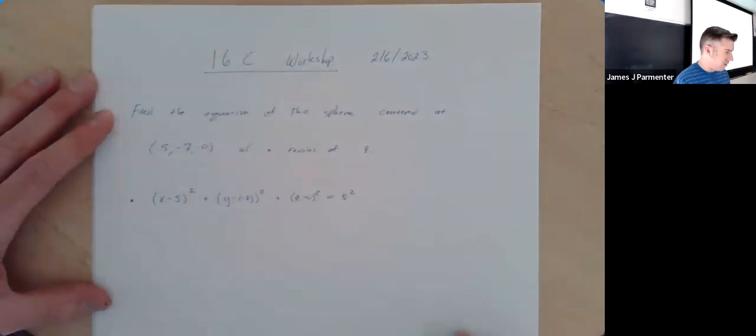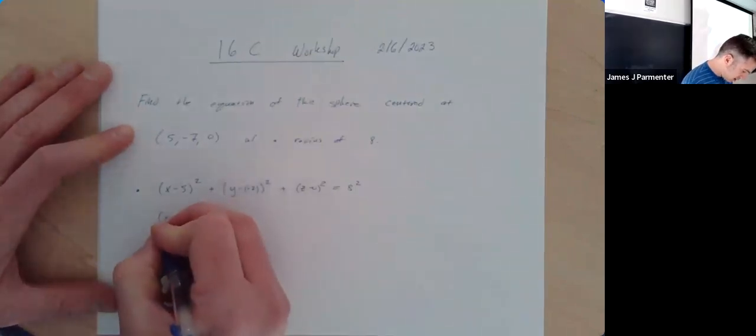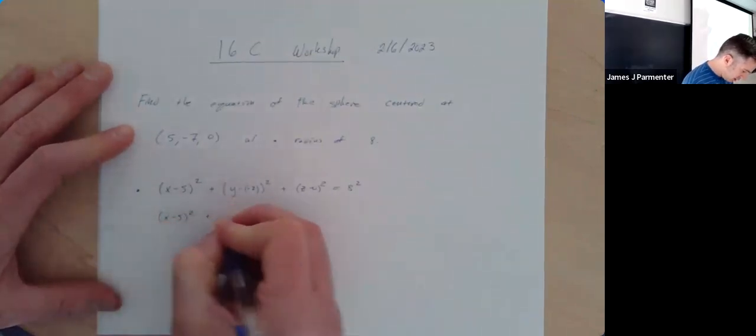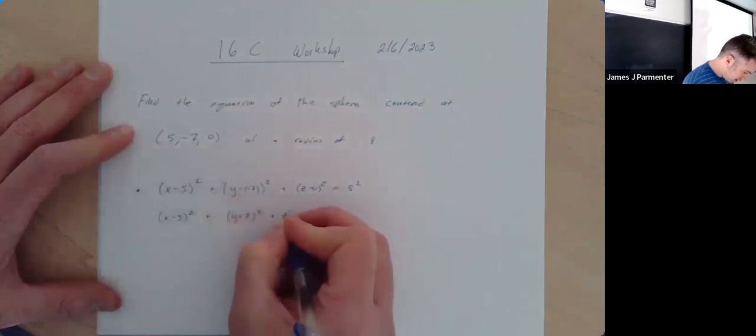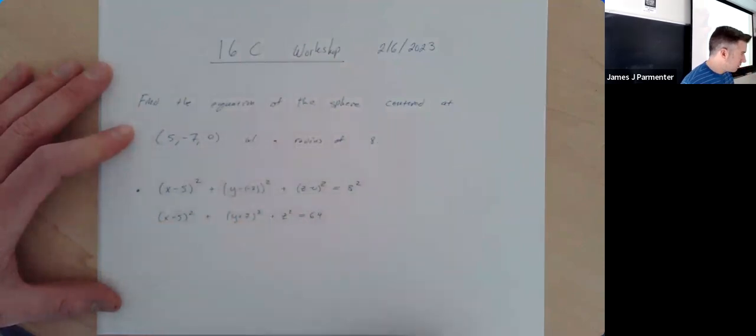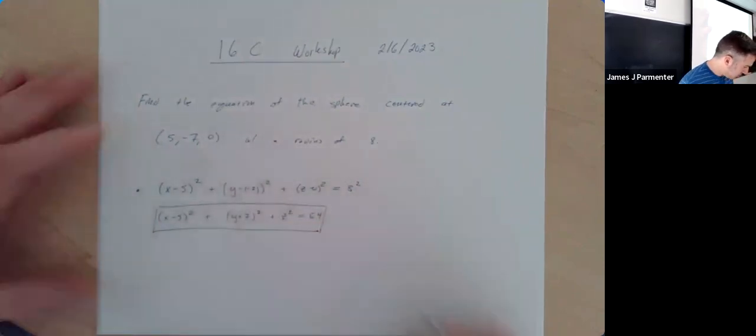If I was actually writing this as an answer to some question, I would do the very minimal amount of simplification here, which is to write this as x minus 5 squared plus y plus 7 squared plus z squared equal to 64. It's not a lot, but it does seem reasonable to expect someone to do that.